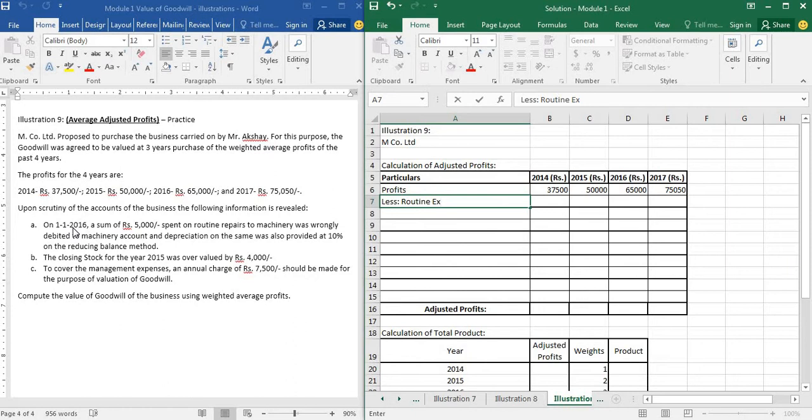routine expenditures, we write it, revenue expenditures were wrongly treated as capital expenditure, now adjusted, not corrected, we use adjusted, now adjusted.